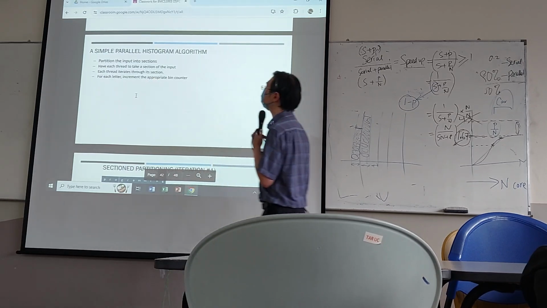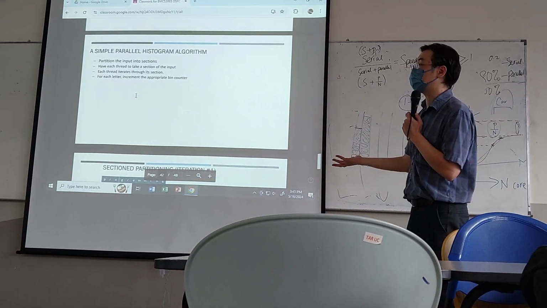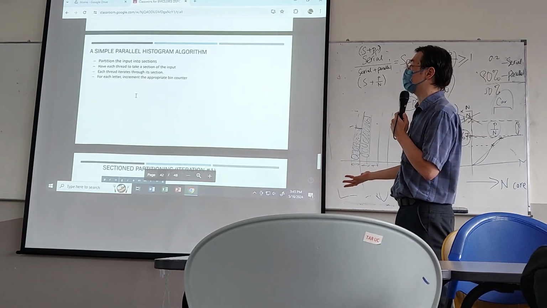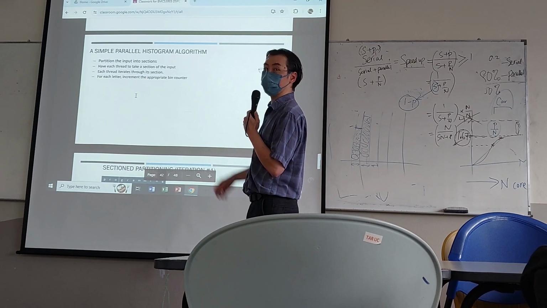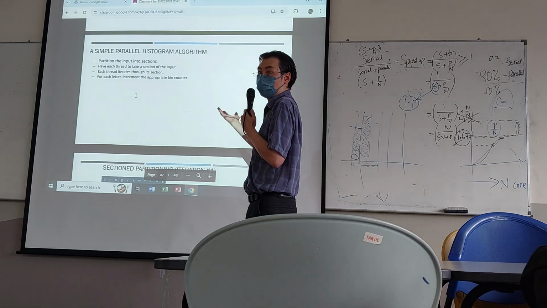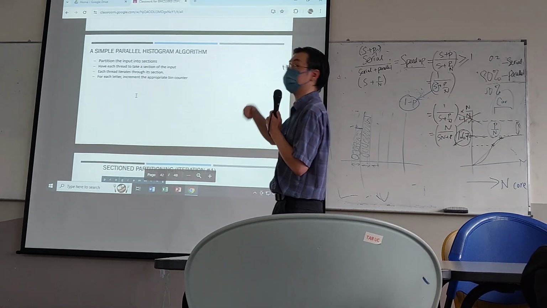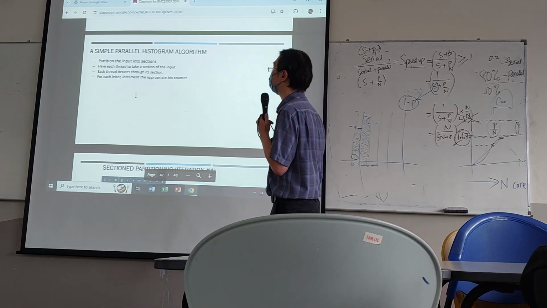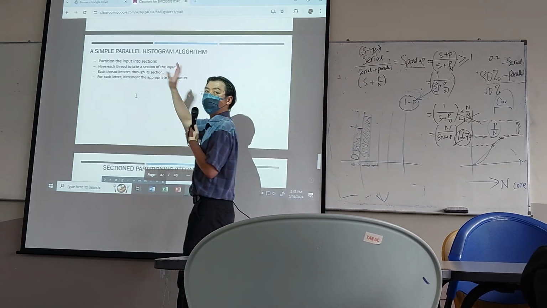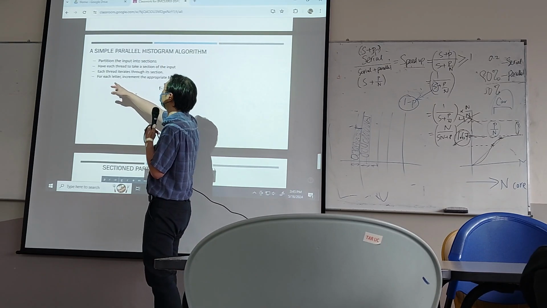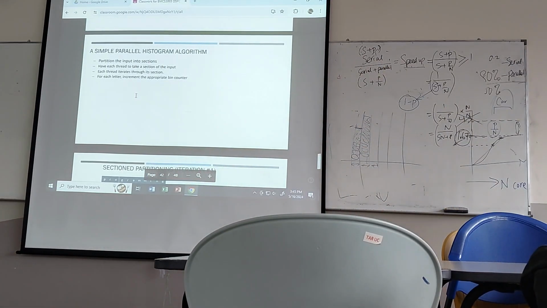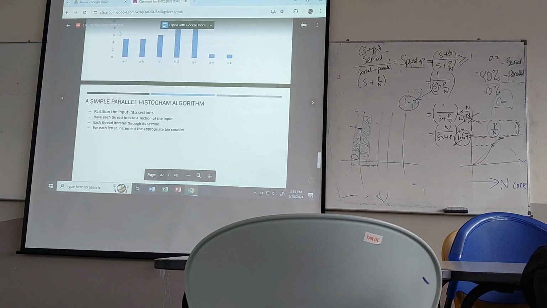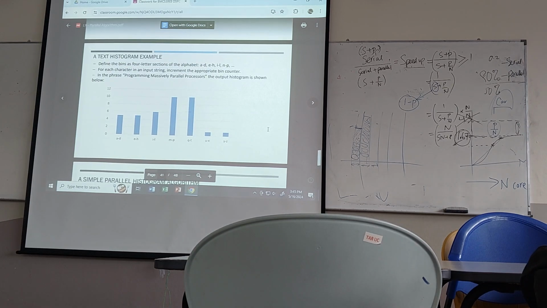Okay, you have to partition the input into sections. That is the key to the parallelism, because you have to decompose it. And you assign each section to each of the threads. It's common sense. And each thread iterates through its section and does the job. In our case here, this simple example we will see is to extract each letter and increment the appropriate bin counter. This is the problem here.